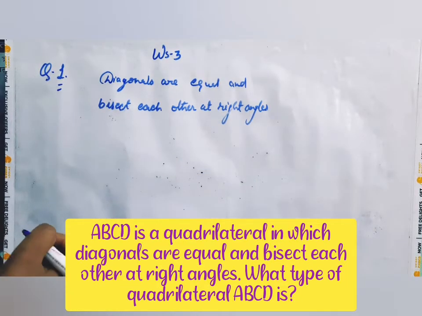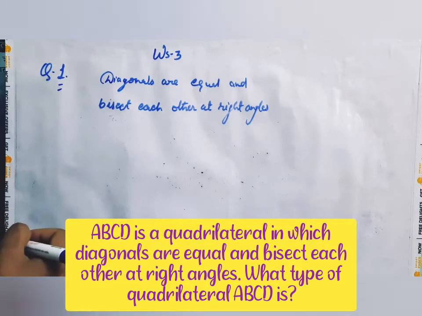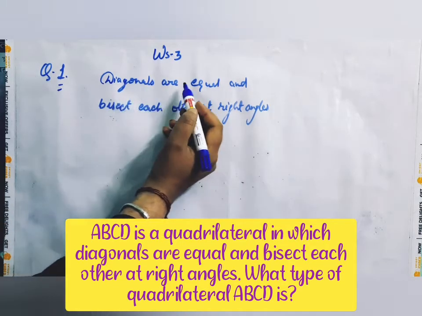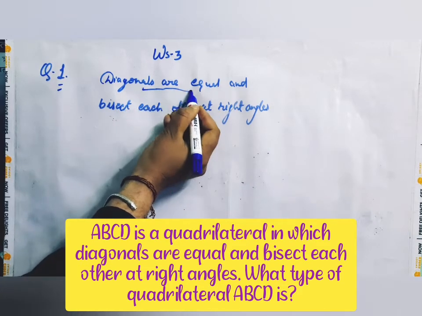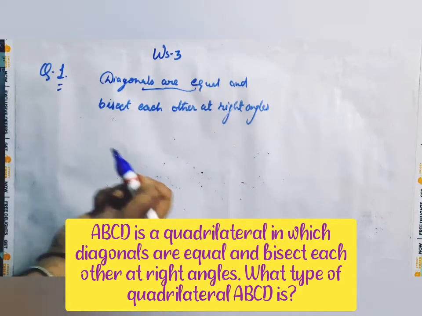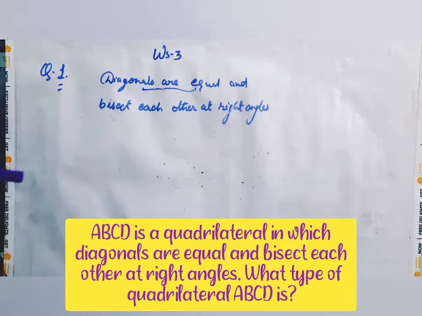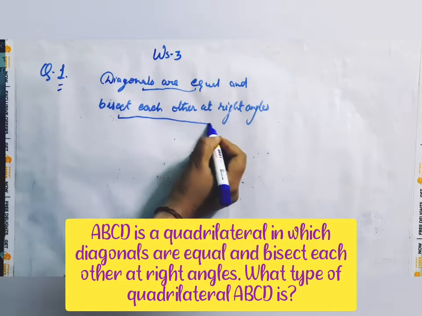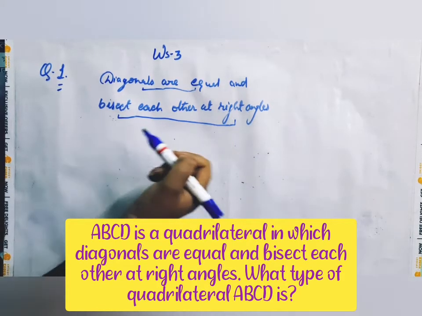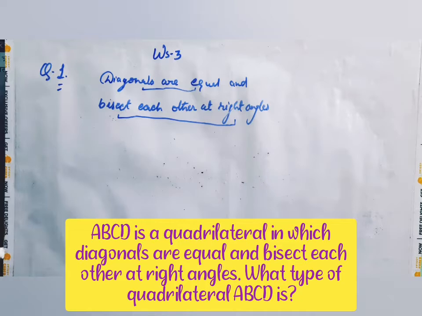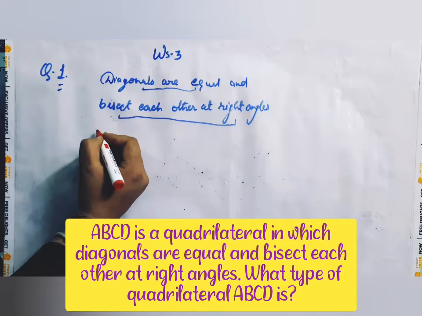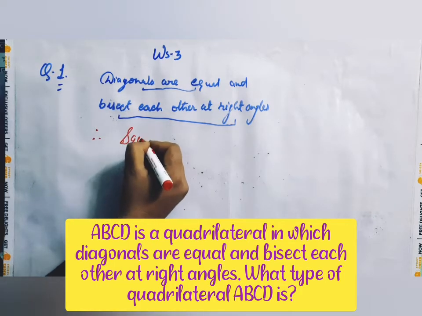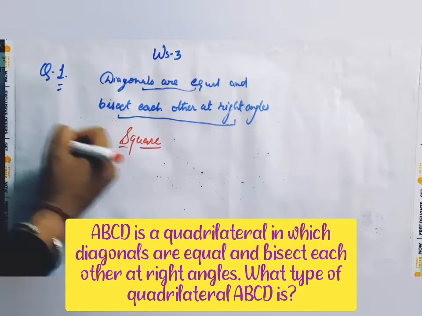Therefore, what can you say about the figure? Here diagonals are equal, so only two figures are there where diagonals are equal. One is rectangle, another one is square. But the second property is also given, they bisect each other at right angles. So it happens in square only. The diagonals are equal and bisect each other at right angles. Therefore, the figure is a square.